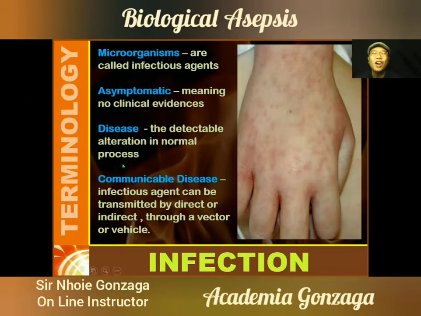So the next term here is communicable diseases. What is a communicable disease? Well, according to our definition here, an infectious agent can be transmitted by direct or indirect transmission through a vehicle or a vector. So when a disease is with one person and that person aids in transferring this disease to another person by the transfer of microorganism, that is already what we mean by communicable disease. Okay, I hope you understand this terminology as we are going further with the study of biological asepsis.